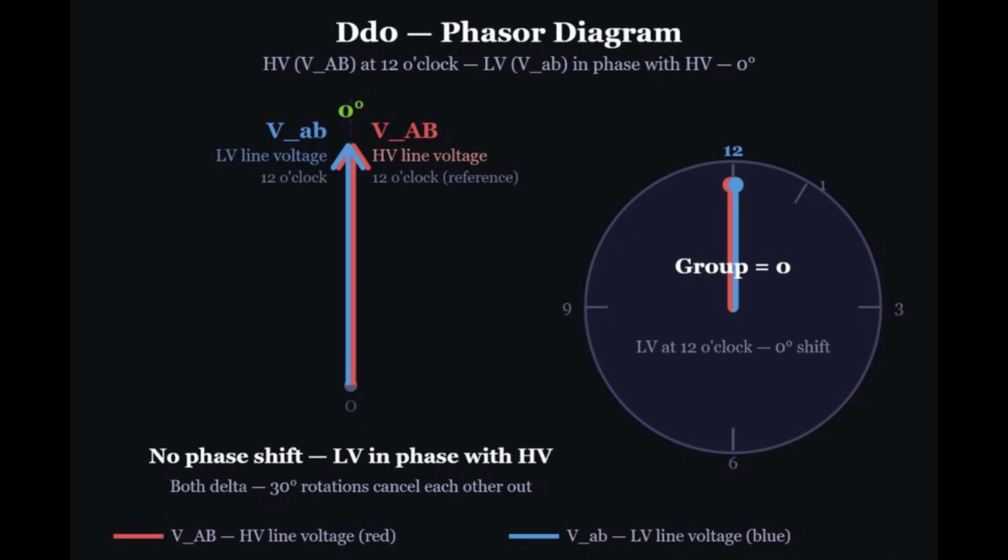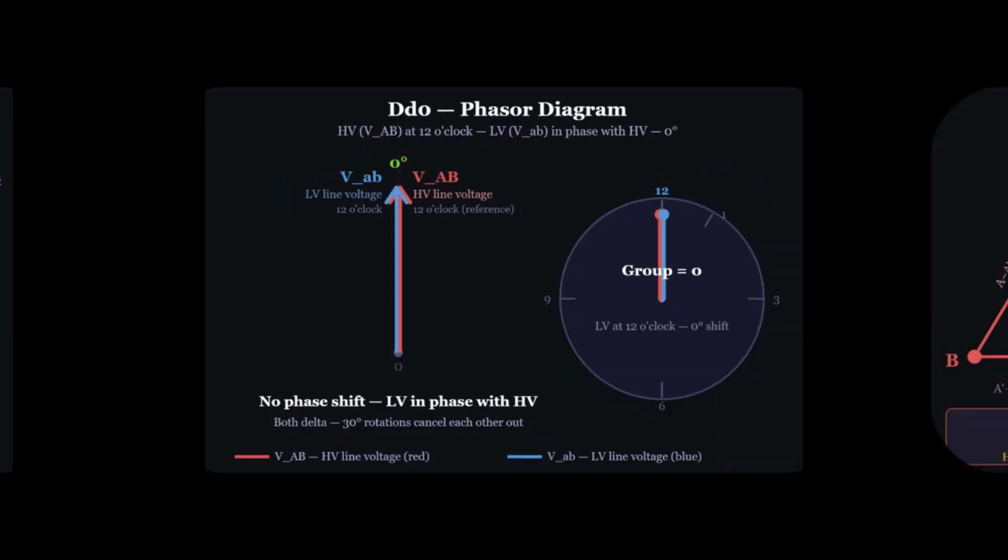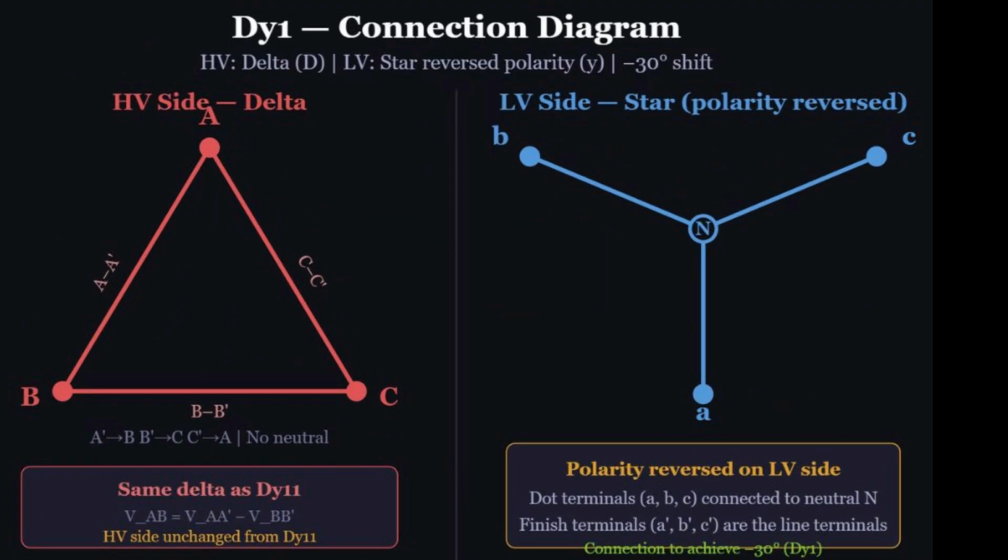On the phasor diagram, both the high voltage line voltage and the low voltage line voltage point straight up at 12 o'clock. 0 degrees between them. The clock number is 0. Dy1 is the mirror of Dy11. The high voltage side is the same delta. The low voltage side is star, but with reversed polarity.